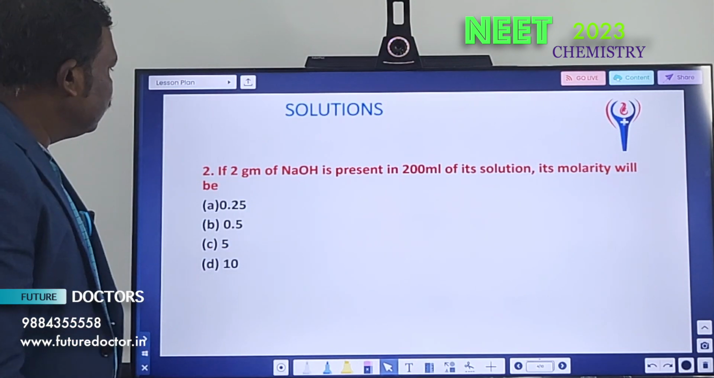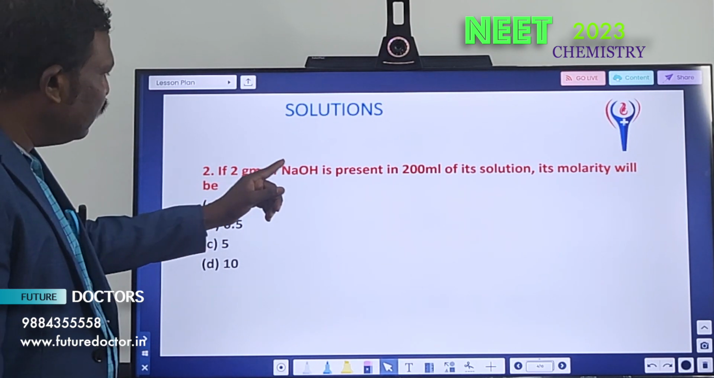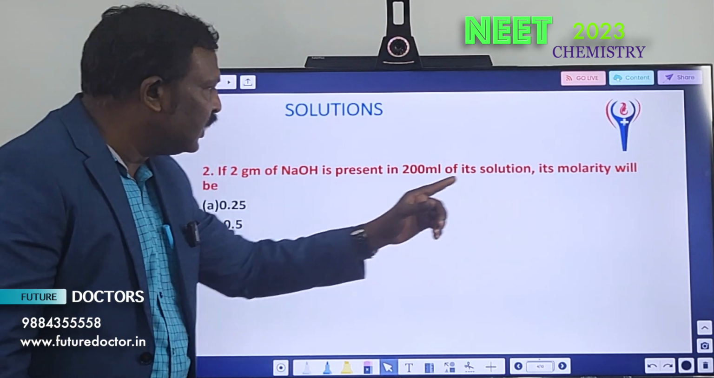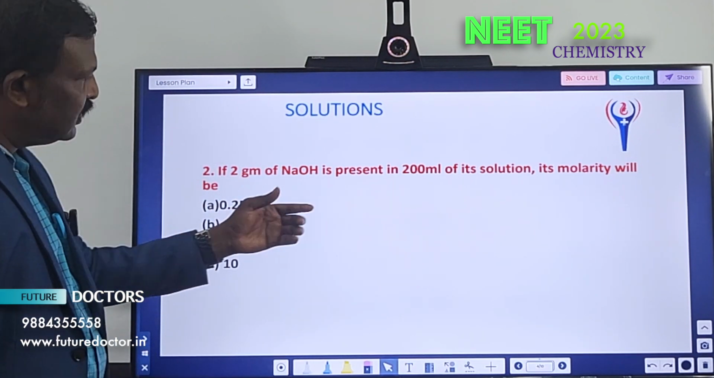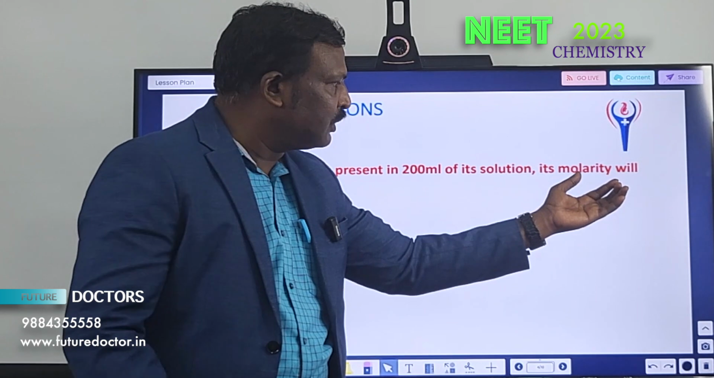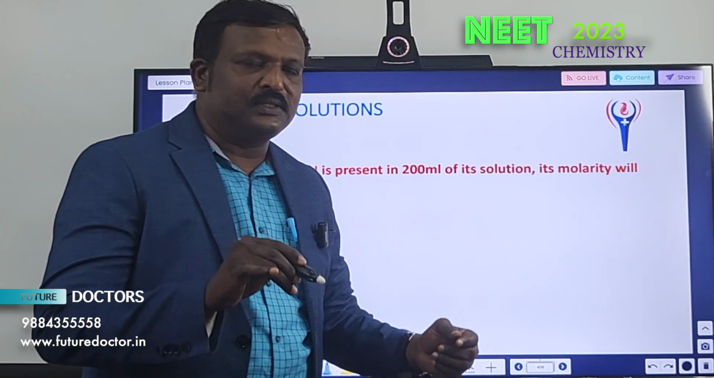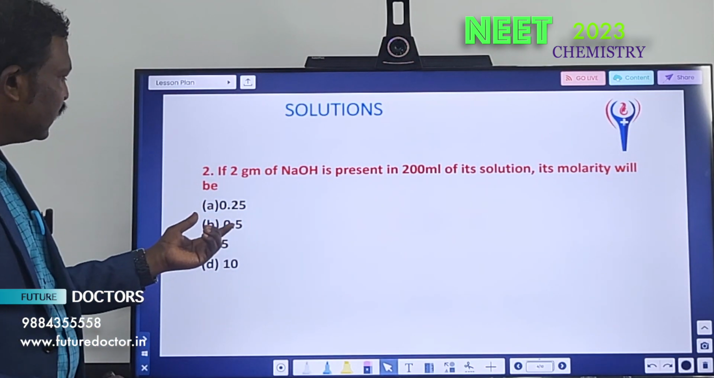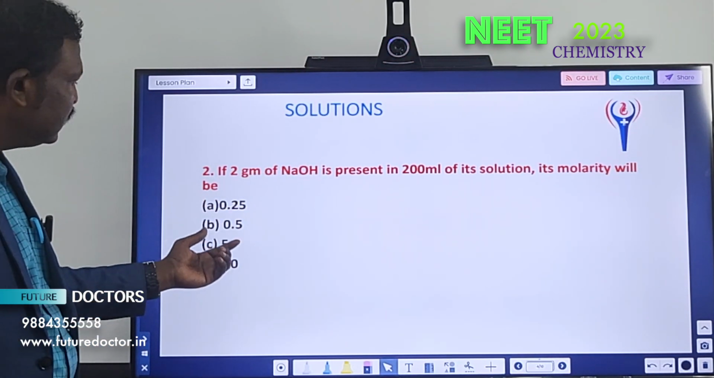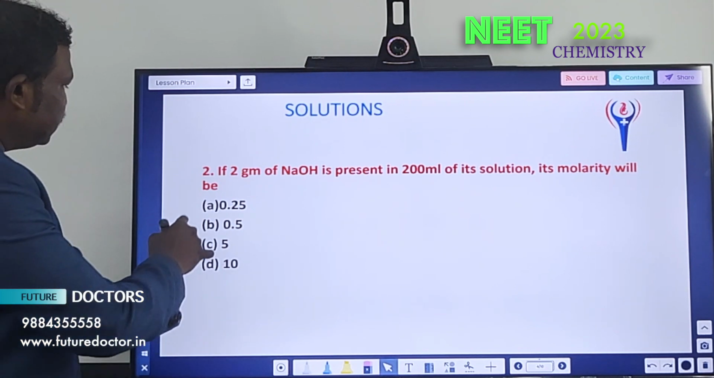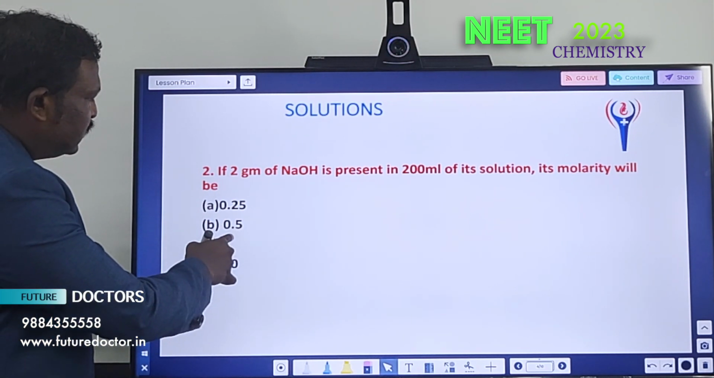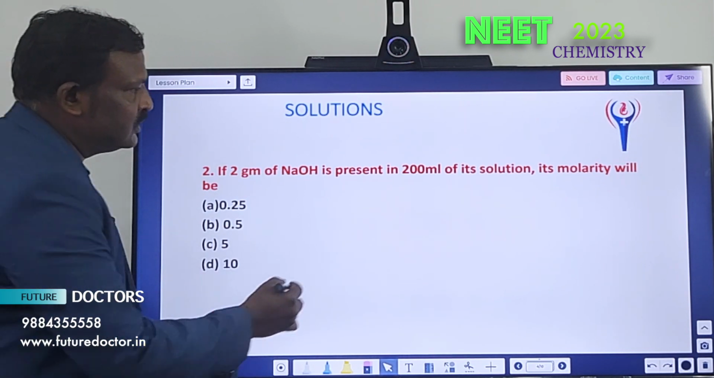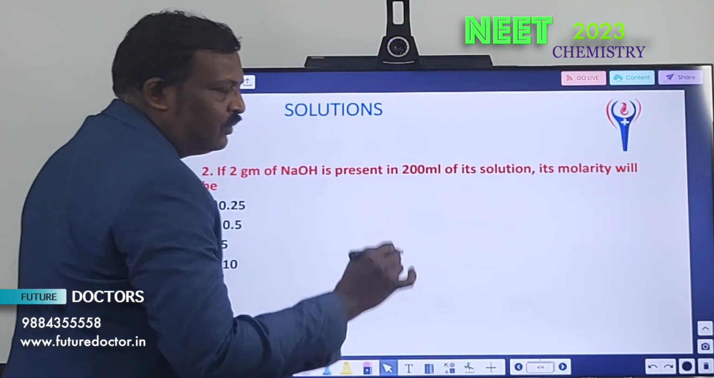Understood? Next one. If 2 gram of NaOH is present in 200 ml of its solution, its molarity will be? That's the question. For molarity, we have one formula: number of moles of solute divided by volume of the solution in liters. If you apply this formula, we can get the answer. Among the 4 options, it will be any one. Option A 0.25, option B 0.5, option C 5, option D 10. Understood? So apply the molarity formula.